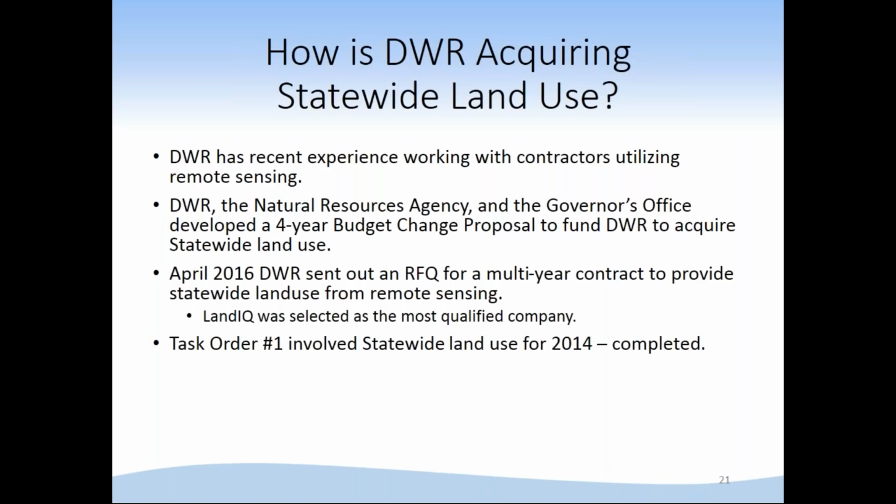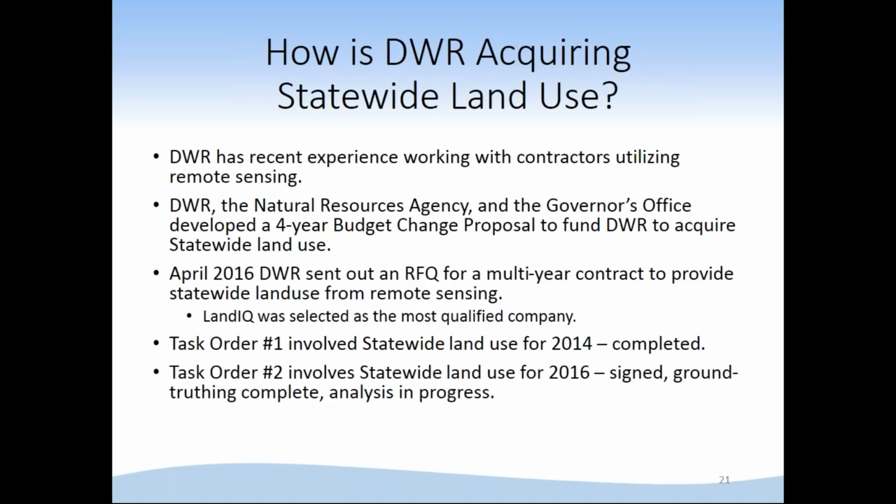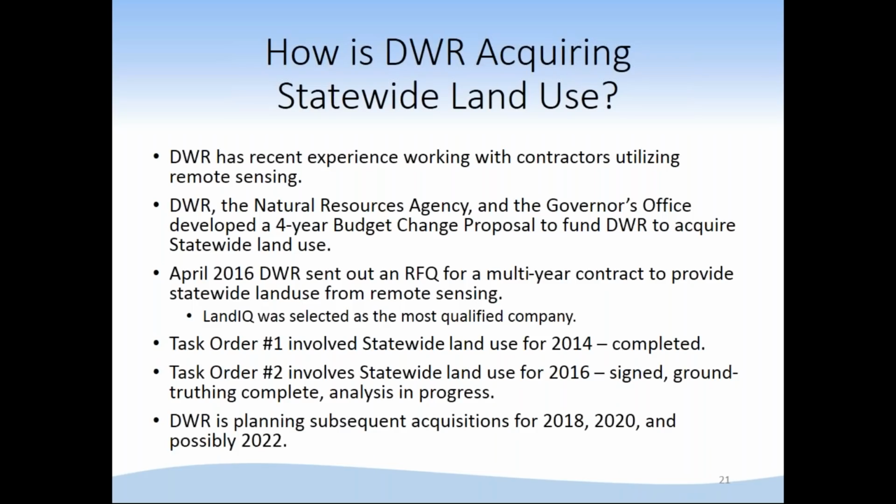So we executed Task Order 1, and I'm the Task Order Manager for Task Order 1, and that involved determining statewide land use for crop year 2014. That has recently been completed, and that's the information that we are presenting in this webinar today. Task Order 2, which involves determining statewide land use for crop year 2016, has been signed, and the ground truthing has been completed, and we're just starting on the analysis of that 2016 data. And then DWR is planning to have subsequent land use determinations for crop years 2018, 2020, and possibly 2022, depending on funding availability.